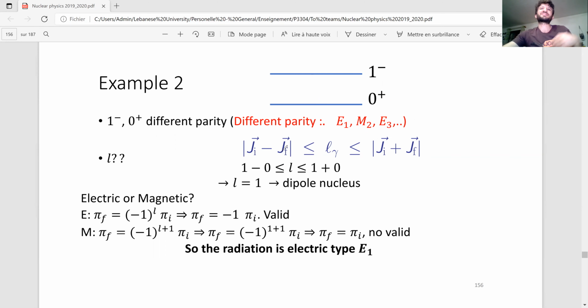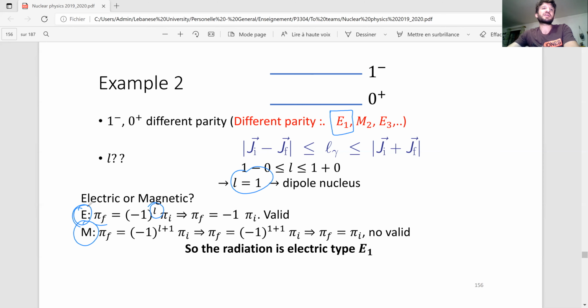You can say directly here L equals 1. So we have E1, an electric dipole transition. Let me prove this result by calculating the electric and magnetic conditions. Here we have pi final. I put L equals 1.